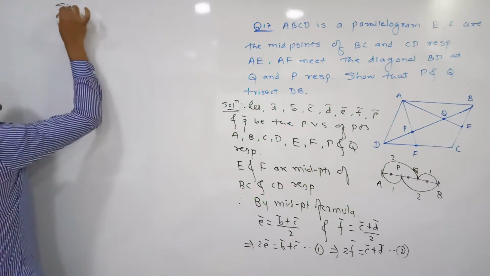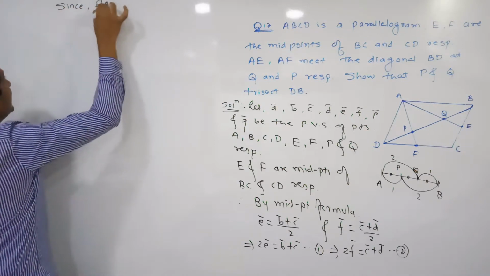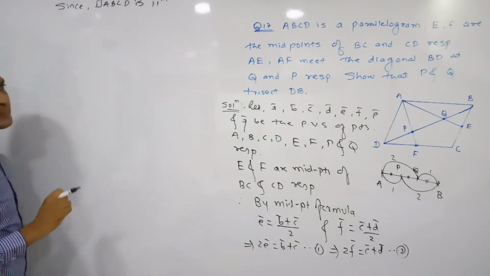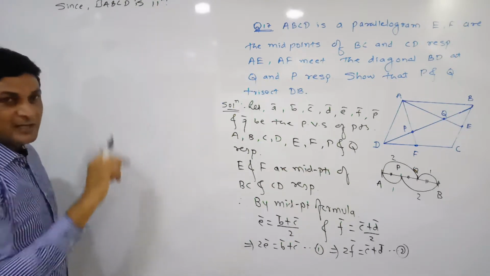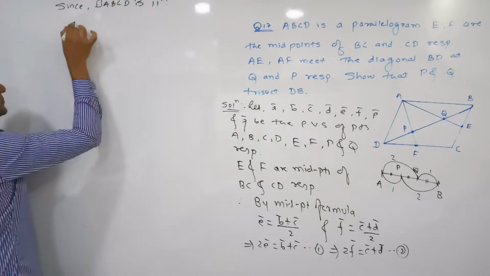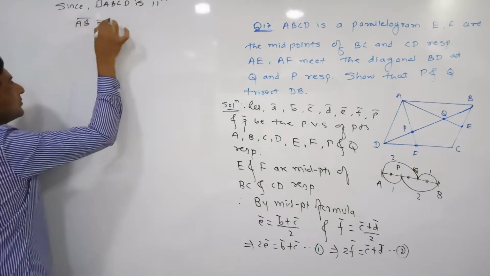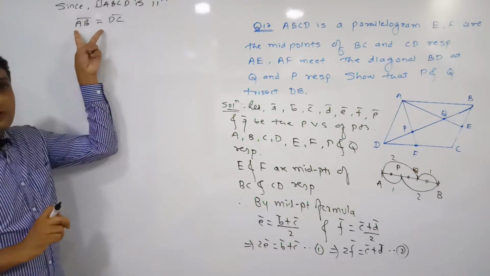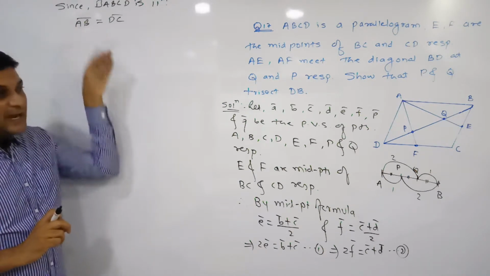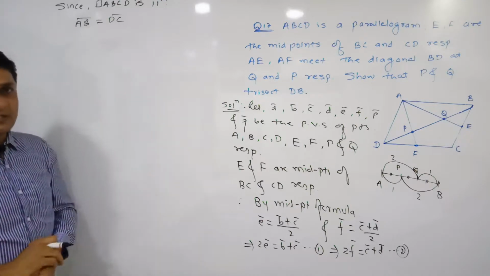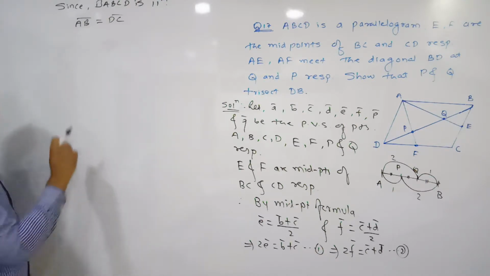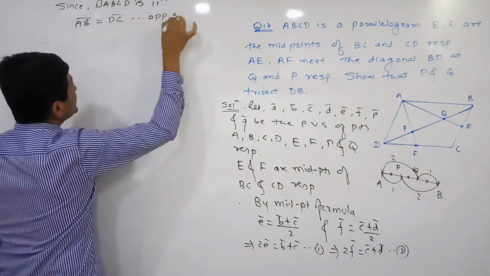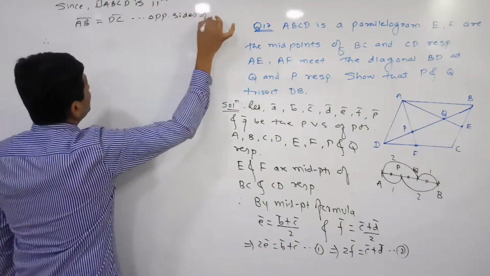So since quadrilateral ABCD is a parallelogram, opposite sides are equal and parallel. In terms of vectors, we can say that AB bar is equal to DC bar. These two vectors are equal because their magnitudes are equal, since these are the opposite sides of a parallelogram, and they are parallel, meaning the directions are the same. That's why we can say these two vectors are equal. So if you want to give a reason: opposite sides of a parallelogram.